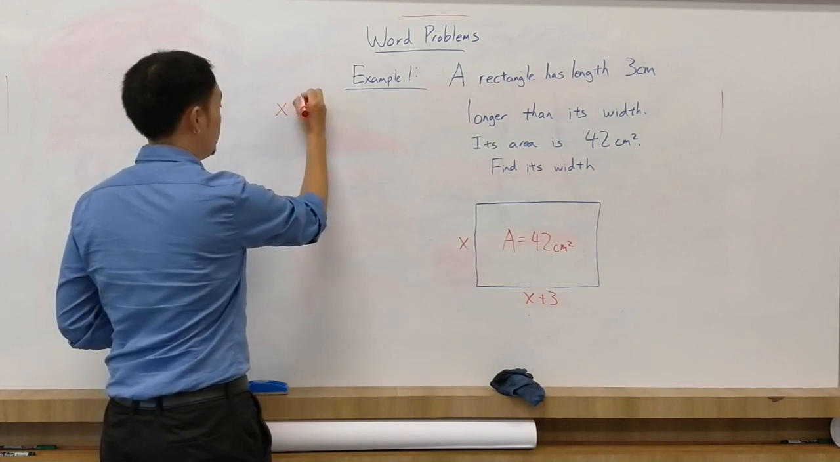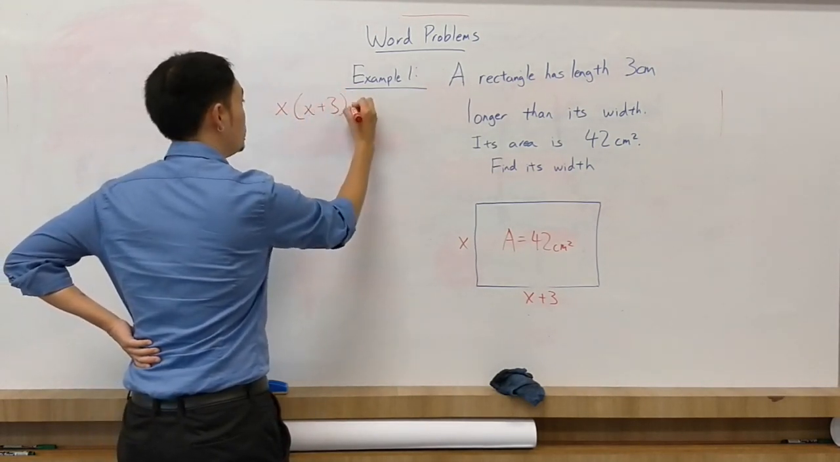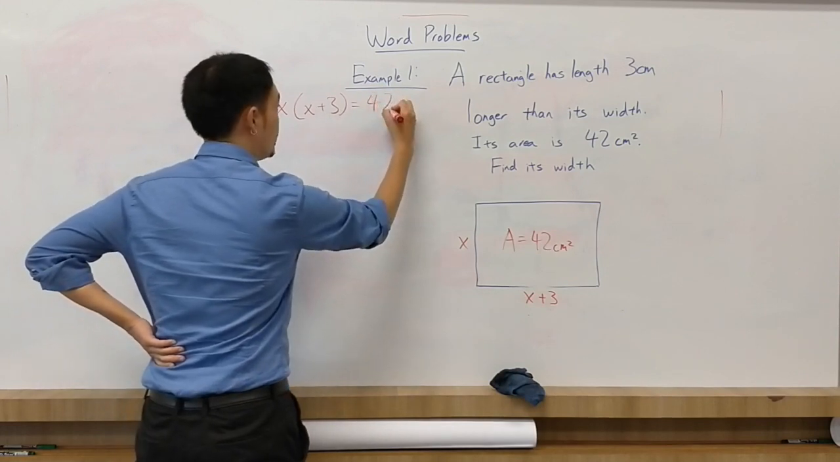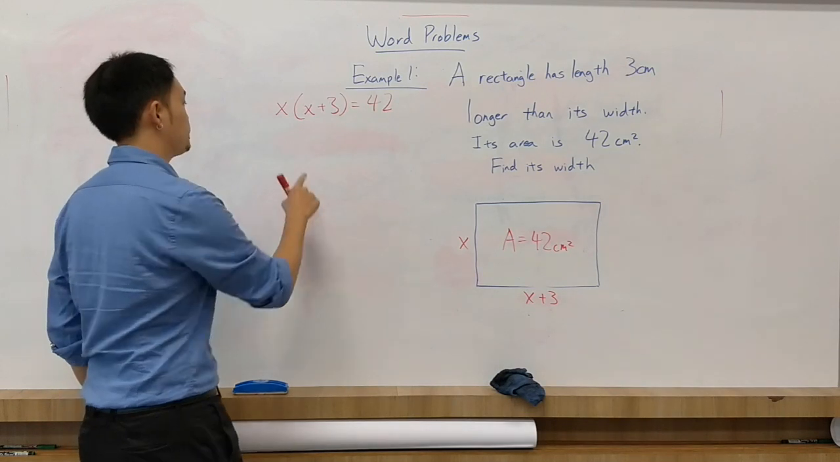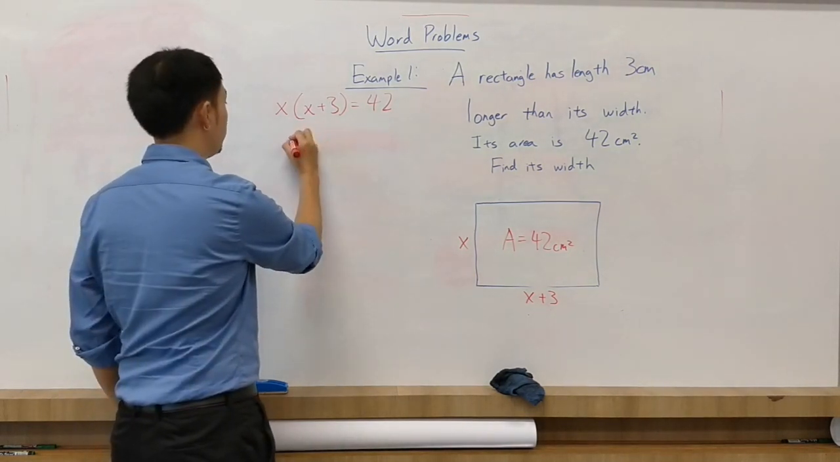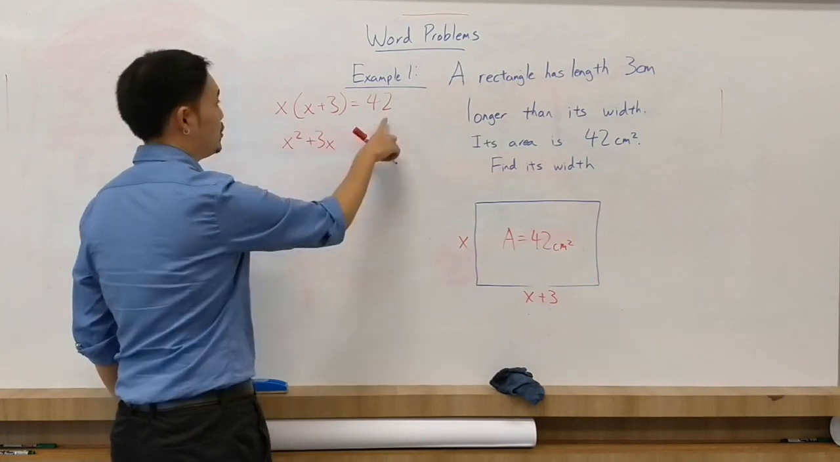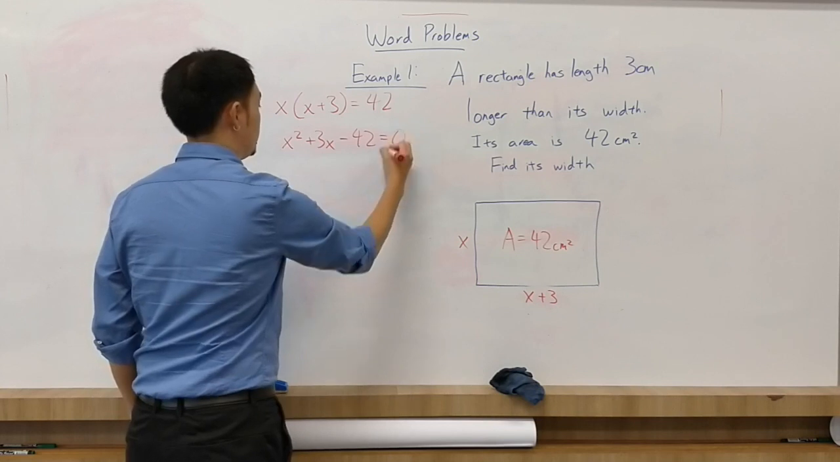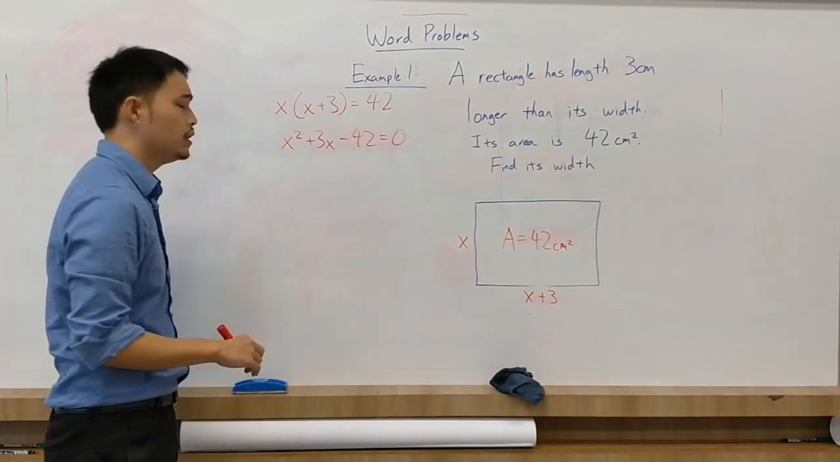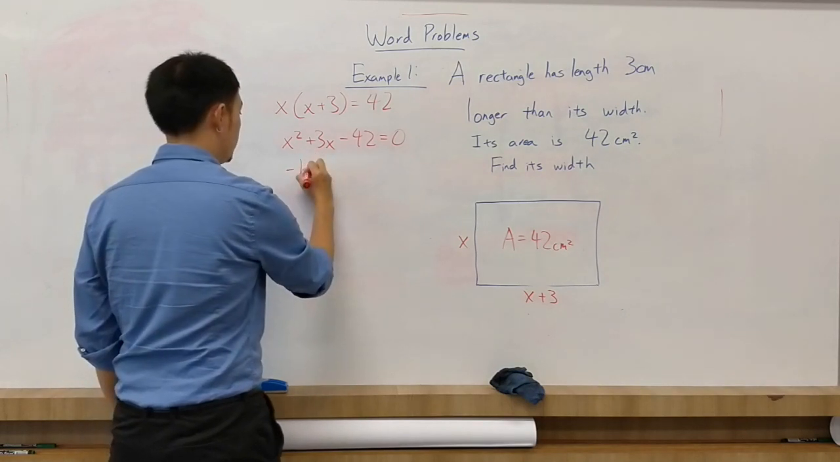In this case, we know that length times width should equal the area. So we end up with x times x plus 3 equals 42. Let's expand this a little bit. x squared plus 3x, and also move this 42 over to this side. Minus 42 equals 0. From here, what we want to do is use the quadratic equation.